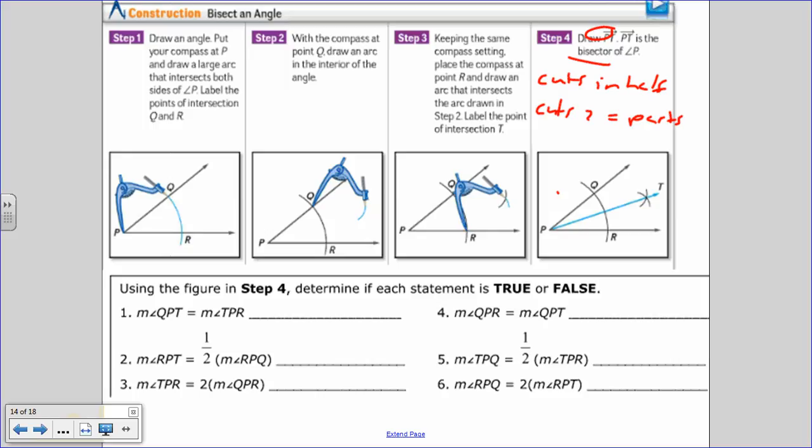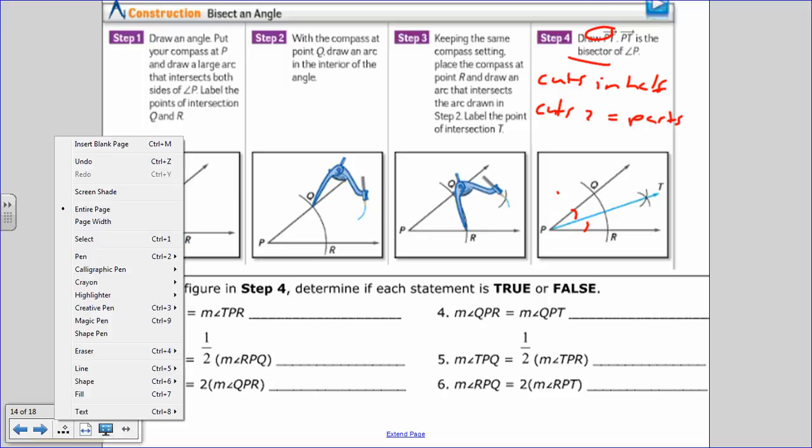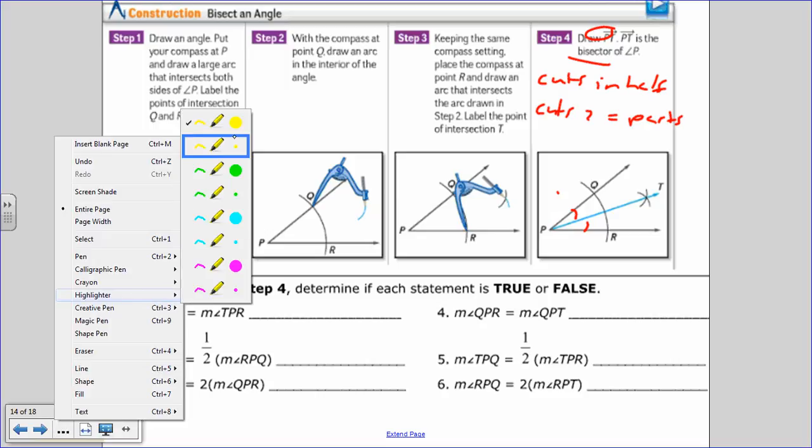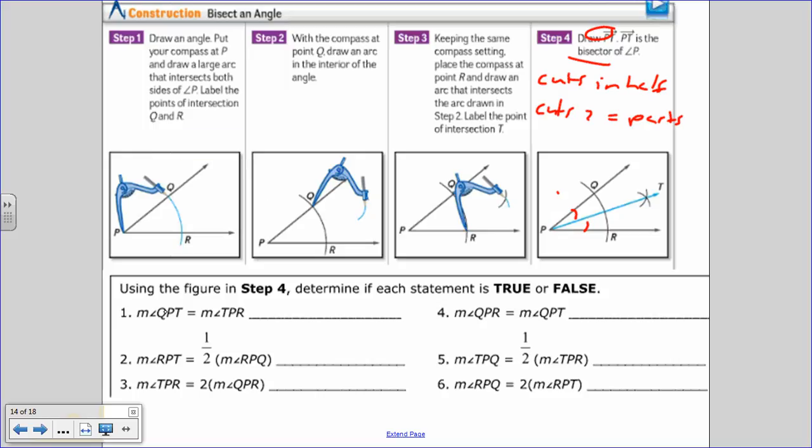Angle QPT is equal to angle TPR. And now, based off of that final picture, we're going to answer these questions as true or false. It works best if you have a highlighter of two colors at least.